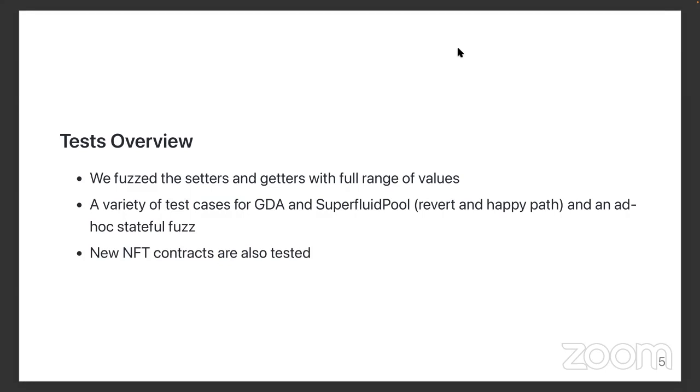we're trusting that Foundry uses a decent sample of values from the range that we're giving it. So like a uint96 or the int96 would be like minus whatever the max that is, and then plus the max. And we have a variety of test cases for GDA and SuperPool, just revert and happy path cases and ad hoc stateful fuzz.